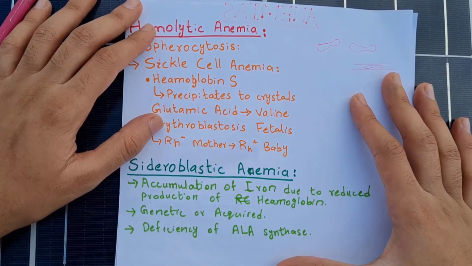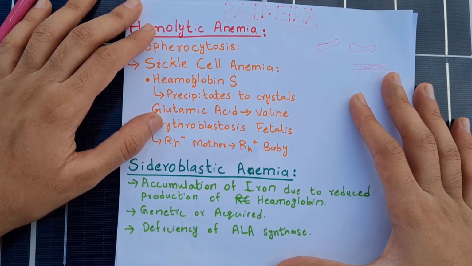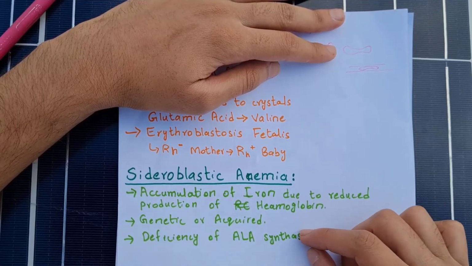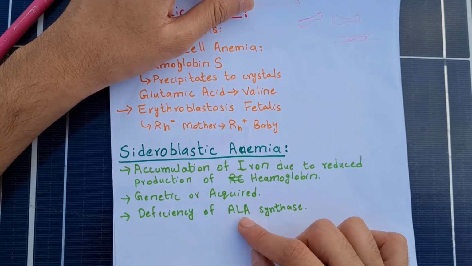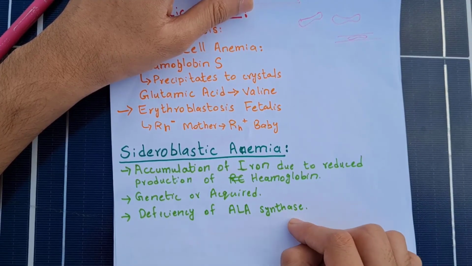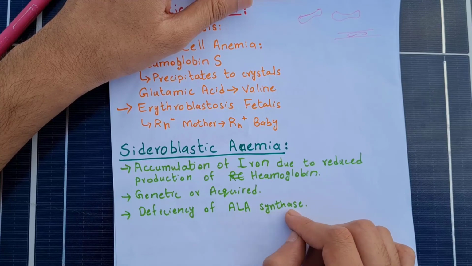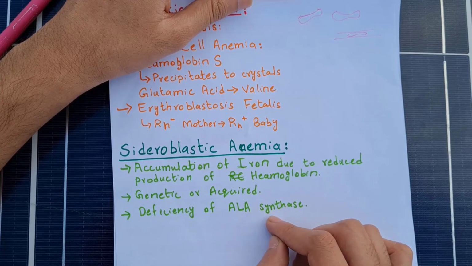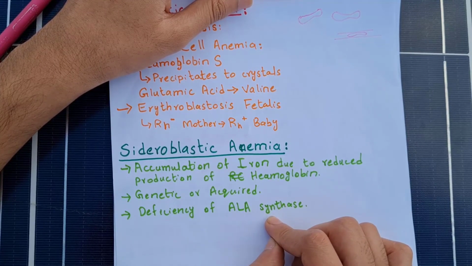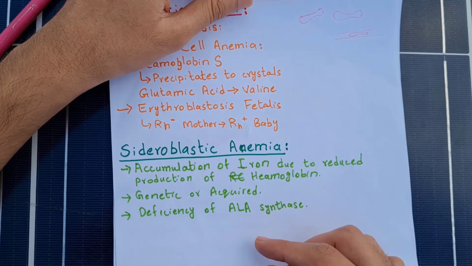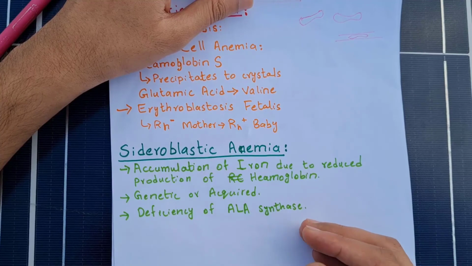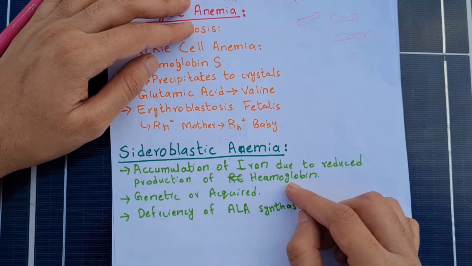However, the most important cause of sideroblastic anemia is a deficiency of any enzyme that is required in the production of the heme component of hemoglobin. One such enzyme is aminolevulinic acid synthase. This enzyme is required in the production of aminolevulinic acid, which is a precursor of the heme molecule. So in case of deficiency of this enzyme, there is a decreased production of heme molecule, which ultimately will result in a reduced production of hemoglobin.